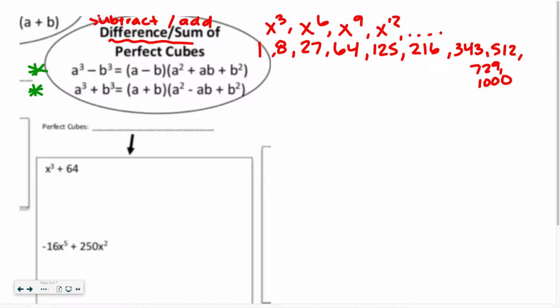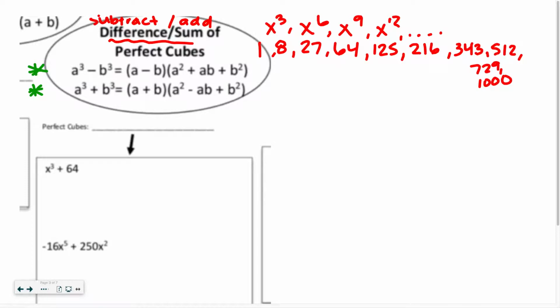But I will tell you this. Look at those two patterns. There are some similarities and differences. The similarity is what the terms are, right? A, B, A squared, AB, B squared. Do you agree with that? Yeah. Okay, so if you know the terms A, B, A squared, AB, B squared, you got that part down.